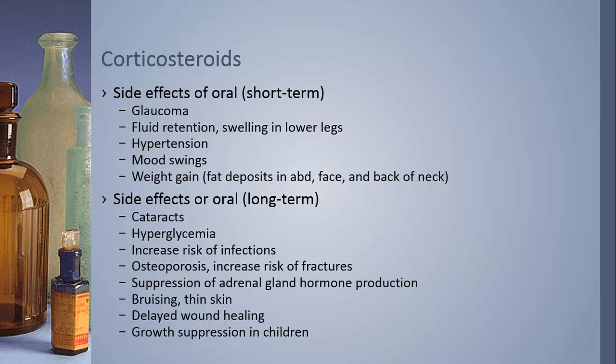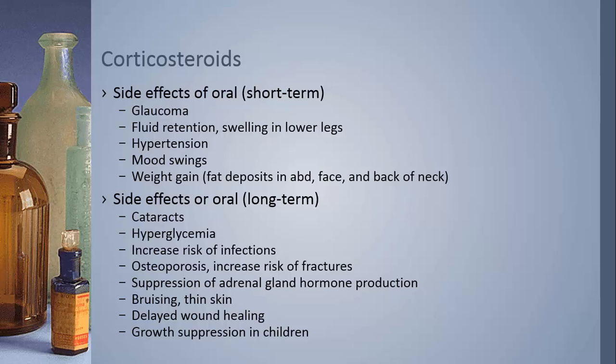So long-term effects, in addition to the hyperglycemia, are going to be cataracts, increased risk of infections, osteoporosis, increased risk of fractures, suppression of the adrenal gland hormone production, and that's that adrenal crisis when you abruptly stop it, bruising, thin skin, and you have probably all seen people that have been on oral steroids for an extended period of time, and they do have that weight gain and bruised, thin skin. They also have delayed wound healing, and it can cause growth suppression in children. So corticosteroids do kind of make them immunosuppressed, so it makes them more at risk for these infections, and that's also an important factor to know, in addition to tapering off the dose and the hyperglycemia that you really need to watch for.